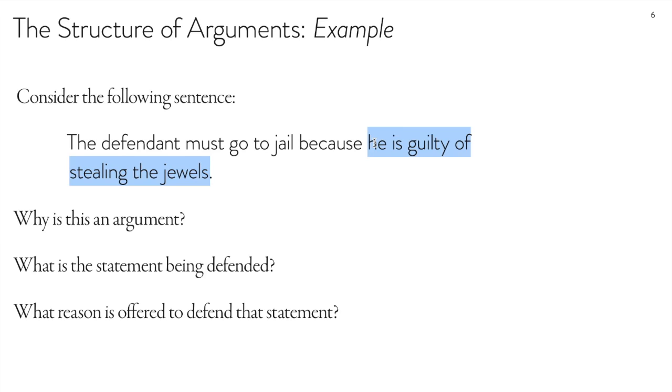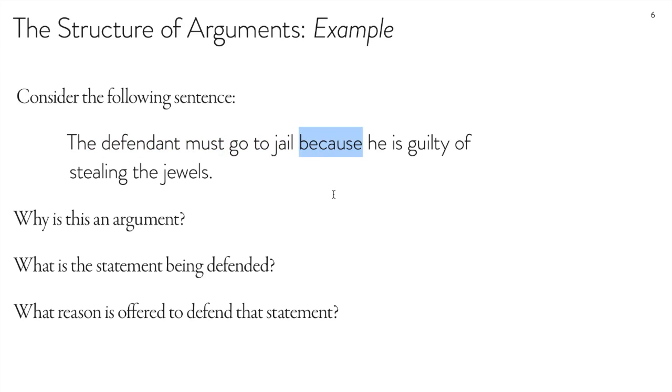So we have a couple statements, but that's still not enough. There's an argument because one of these statements is defending the other. That is, we're being told to accept something on the basis of evidence. And so we can say, well, what's the statement being defended in this argument? If you read this statement, what's the point? What am I supposed to do? Or what's being put forward? And I think you can see it's the defendant must go to jail. And then you're given a reason, one reason. Why must the defendant go to jail, you ask? Oh, because he is guilty of stealing the jewels.